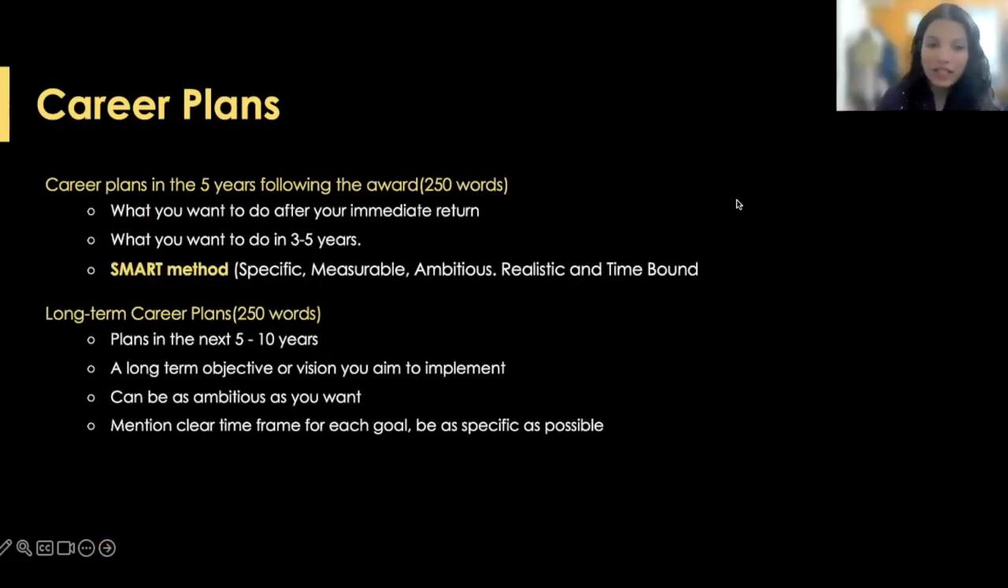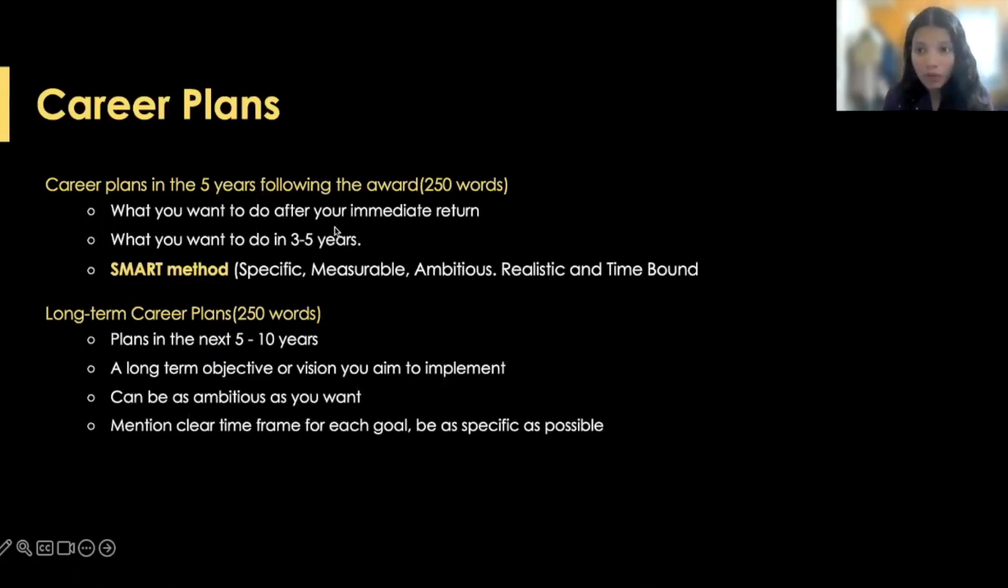Right, thank you so much, Siddhi. So now, after the development impact part, which is a very important part of your overall application, moving on to career plans. The CSE application has two questions on your career plans. The first one asks to elaborate plans in the short run, that is in the 5 years following the award, in 250 words.